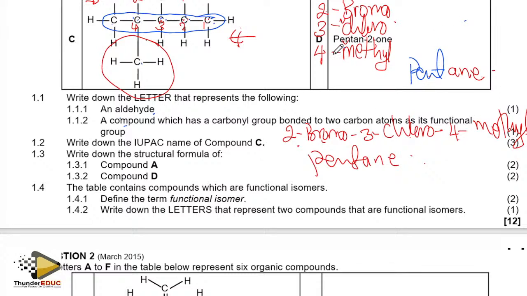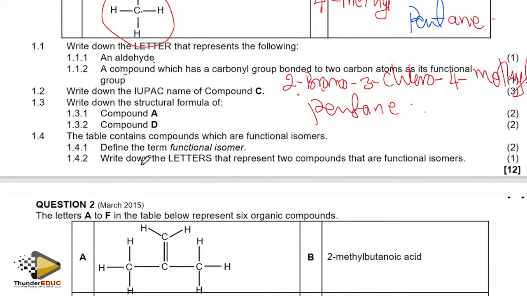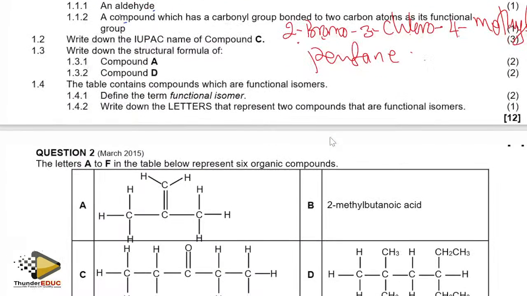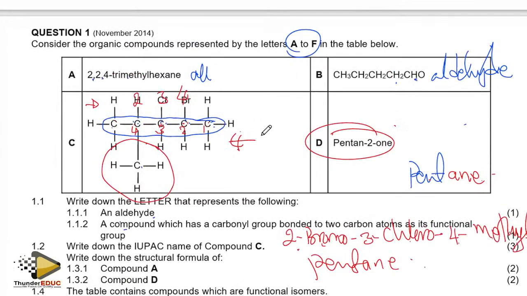Then if we go to the next question: write down the letters that represent two compounds that are functional isomers, ketones and aldehydes, carboxylic acid and esters. We don't see any other molecules here. No. So this is a ketone. So definitely, do we have an aldehyde there? What did they say? They're saying write down letters that represent two compounds that are functional isomers. Okay, we come back and then we check and see.